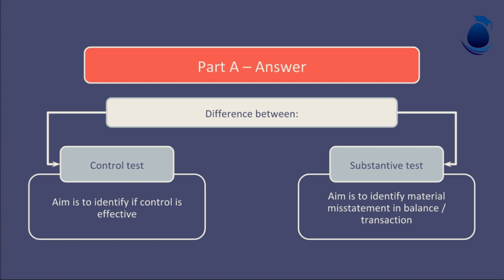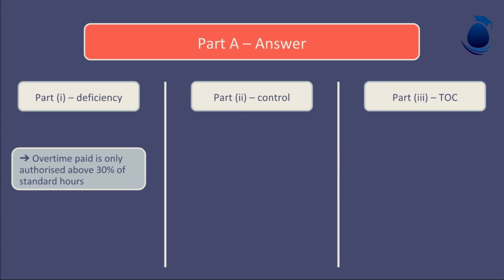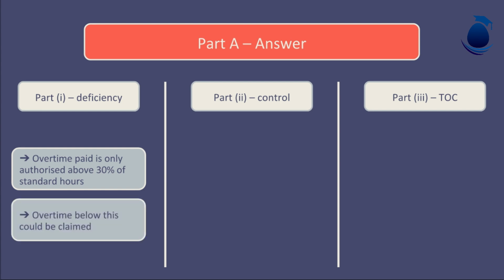The next deficiency is that overtime paid is only authorized by department heads if it exceeds 30%. The overtime payments throughout the year below 30% could collectively be a material sum. There is a risk that employees will claim for hours not worked which will go undetected. This will cause additional payroll costs.